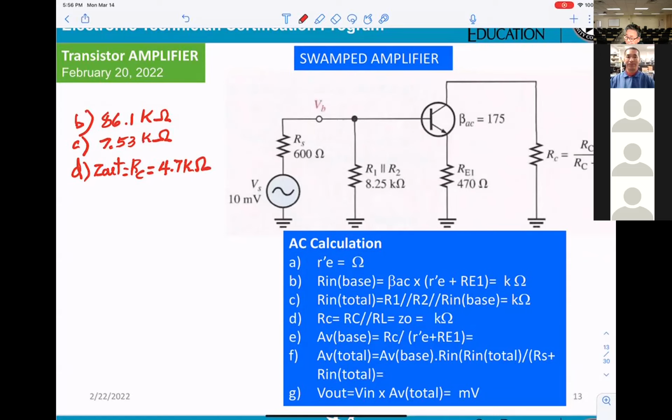A means the gain at the base. Okay. The formula is already given to you. I gave you the answer, 8.67.